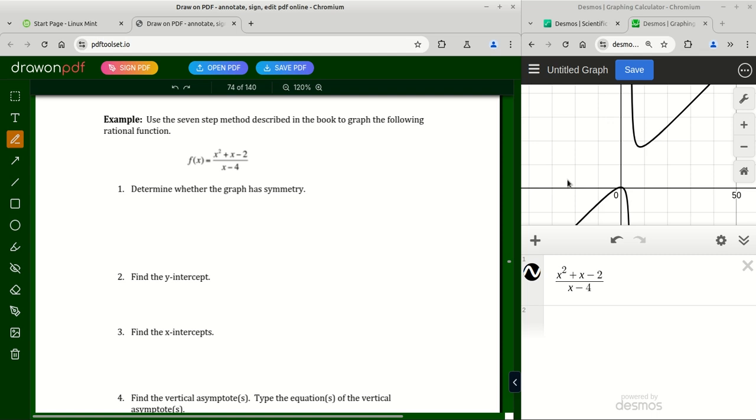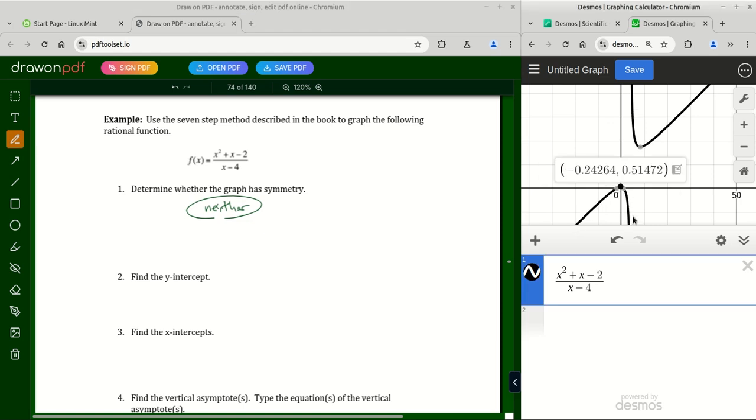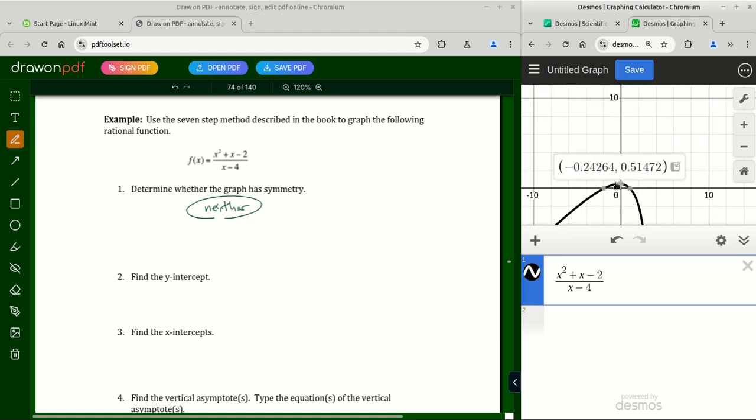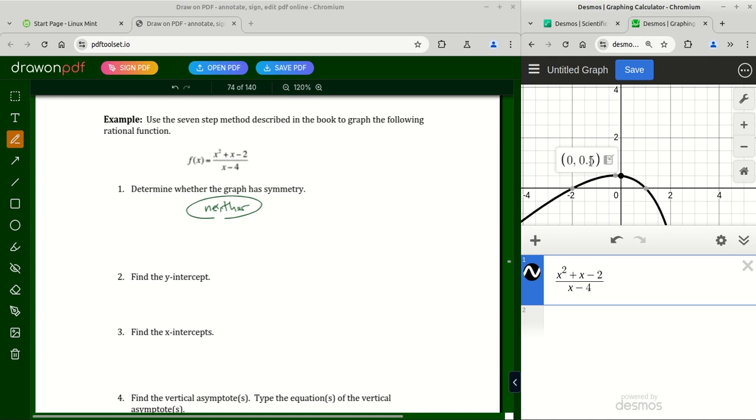Looking at the graph, is there symmetry? No. So I'm going to say neither. That was an easy one. Y-intercept. Where is it crossing this Y line? It's right here. There it is, 0.5. We know that is 1/2. So there's that. X-intercepts right here and here. So -2 and 1. Nice.